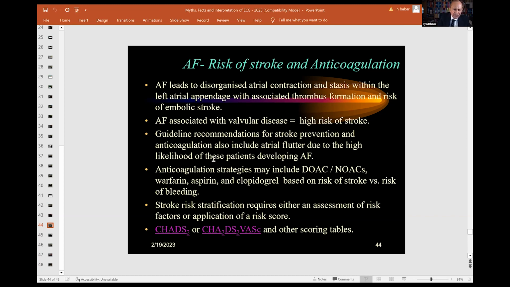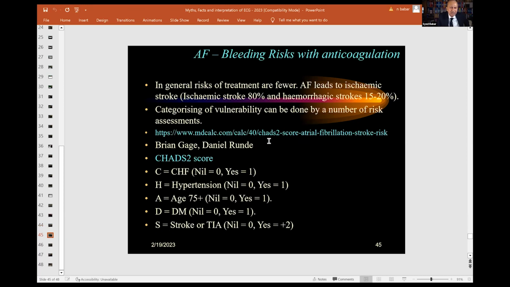The anticoagulation strategies may include DOAC or NOAC, antiplatelets, and also other forms of modern antiplatelets. There are many screening scores available to see the risks of bleeding versus risks of stroke. There are fewer risks of treating patients with anticoagulation or NOAC or DOAC, since ischemic strokes are 80% and hemorrhagic strokes are 15 to 20%.